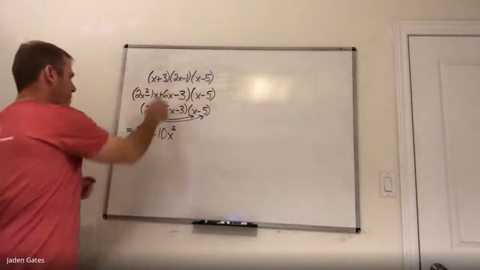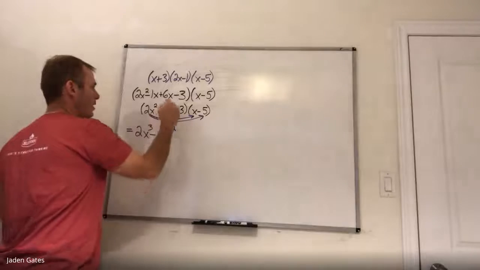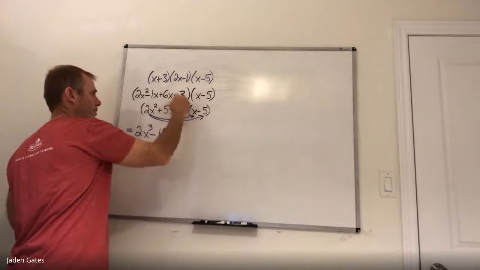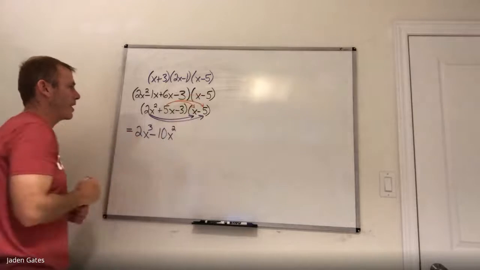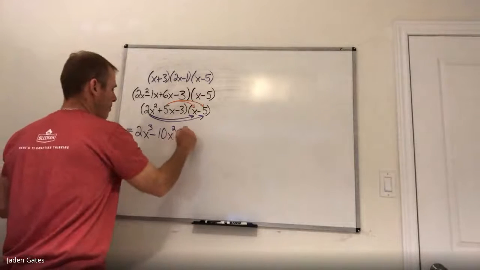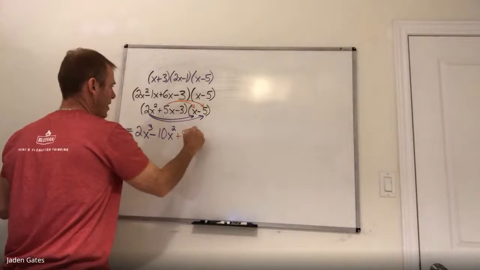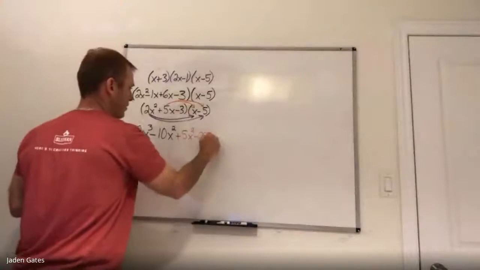Then I'm going to do the same thing with the 5x. So let's see. I'm going to go up here. I'm going to take the 5x multiplied by the x. And I'm going to take the 5x and multiply it by the minus 5. And so I get plus 5x squared and minus 25x.